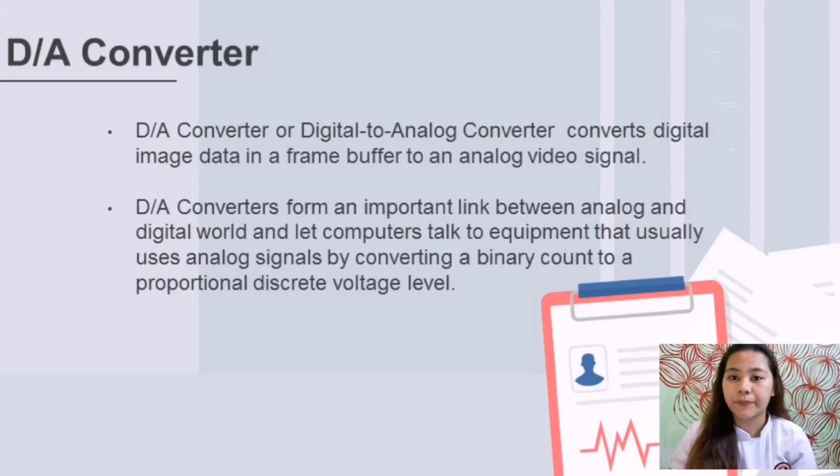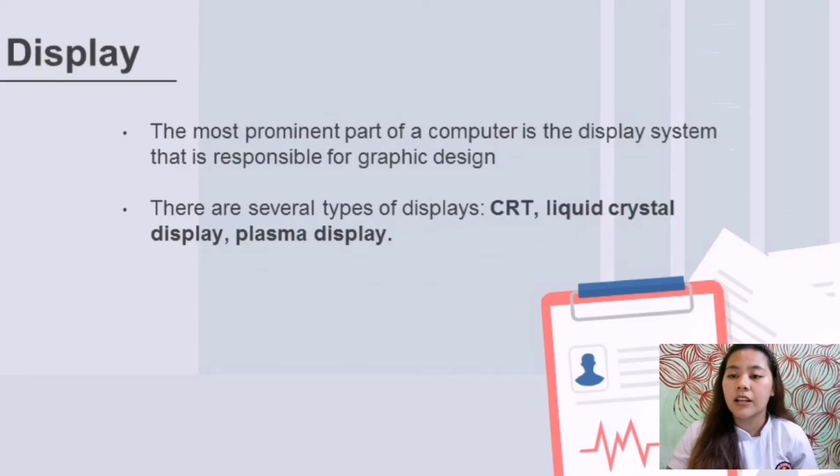DA converter. DA converter, or digital to analog converter, converts digital image data in a frame buffer to an analog video signal. So, DA converters form an important link between the analog and digital world, and let computers talk to equipment that usually uses analog signals by converting a binary count to a proportional discrete voltage level.